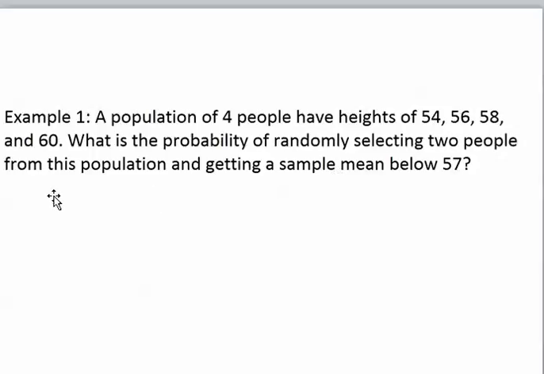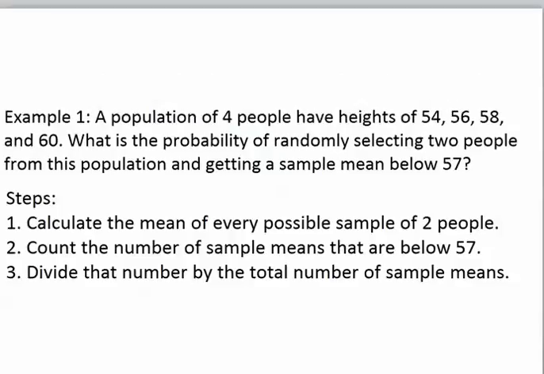There are actually 3 steps that we'll need to go through to answer this question, and we'll go through those 3 steps together. The first step is calculating the mean of every possible sample of 2 people. The next step is counting the number of sample means that are below 57, and the next step is dividing that number from step 2 by the total number of sample means. So let's go through those steps together.